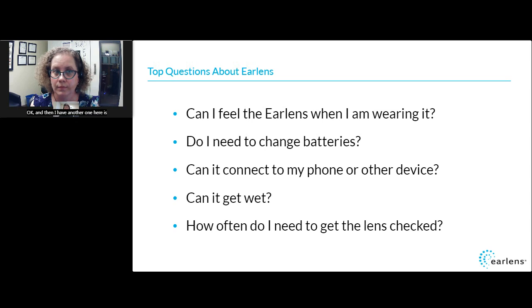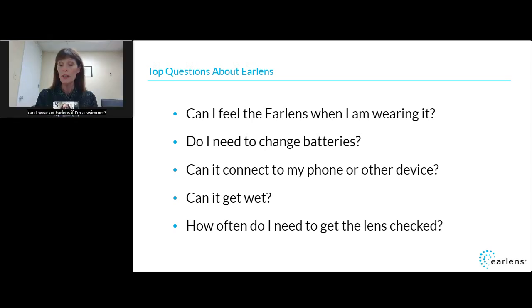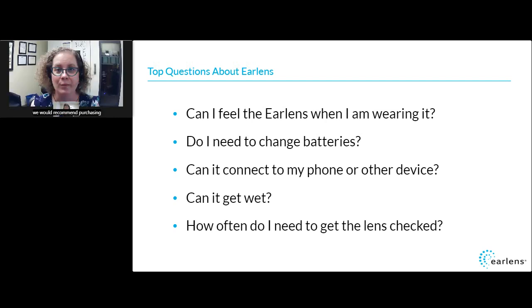Okay, and then I have another one here: can I wear an Earlens if I'm a swimmer? You can most certainly wear an Earlens if you're a swimmer. We would recommend purchasing customized swim plugs, which we can take impressions of your ears for, and that way you can use swim plugs to swim, and that will protect the Earlens in your ears.